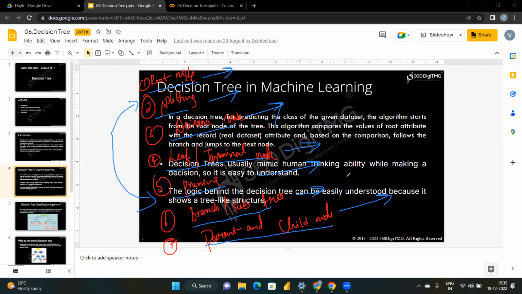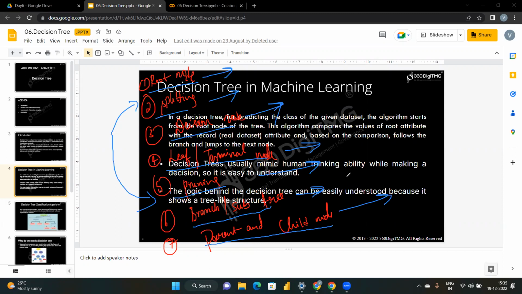Assumptions while creating a decision tree. What are the assumptions we make while using a decision tree? In the beginning, the whole training set is considered as the root. Feature values are preferred to be categorical. If the values are continuous, then they are discretized prior to building the model. And the records are distributed recursively on the basis of attribute values.